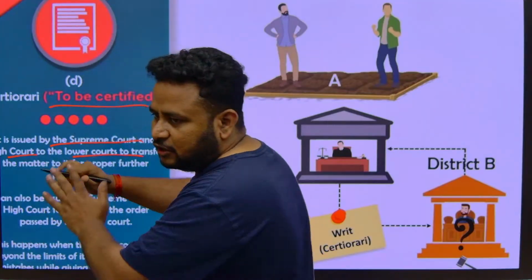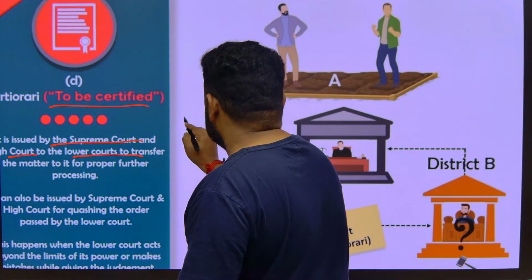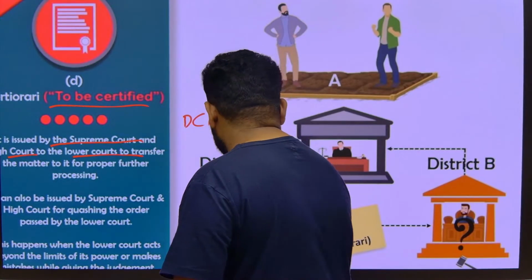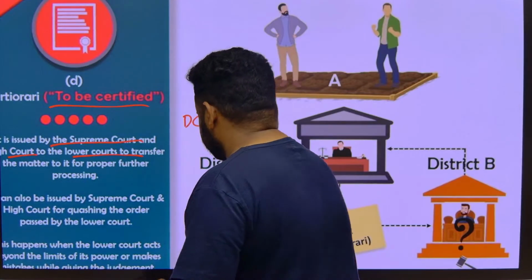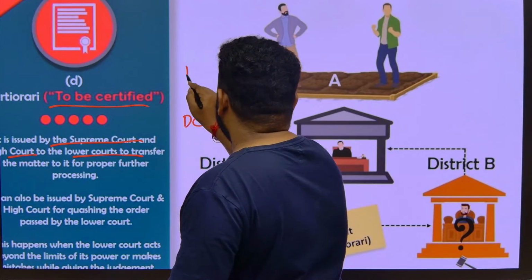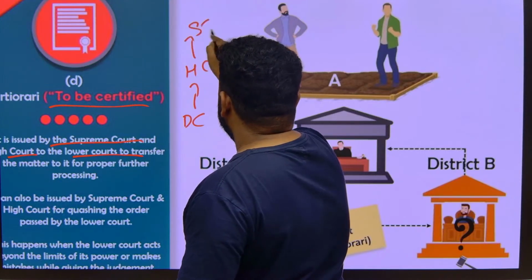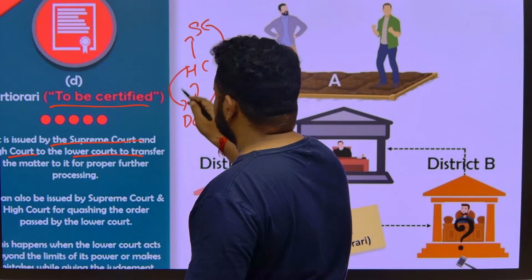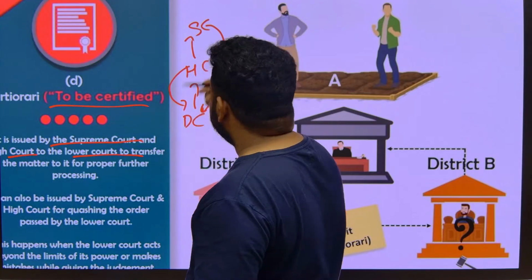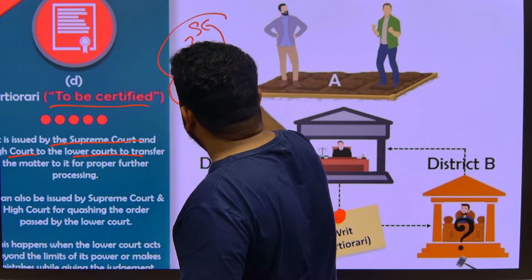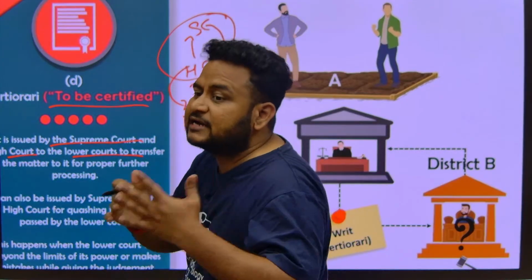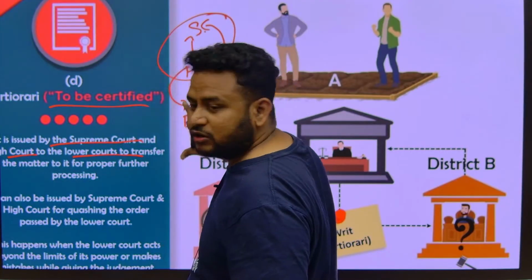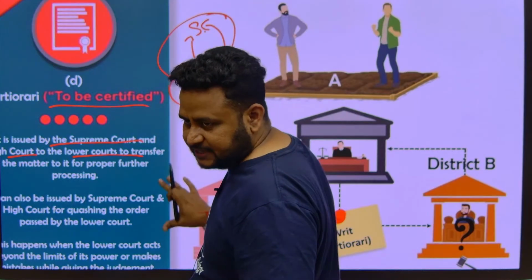If I talk about the structure of the Indian judiciary, we have lower courts, that is the district court or session courts. On top of this we have the High Court and the Supreme Court. So certiorari can be issued by the Supreme Court to a district court, or by the High Court to a district court, or something like that. These two courts, the Supreme Court and the High Court, are called higher courts, the higher judiciary. The remaining are the lower judiciary.